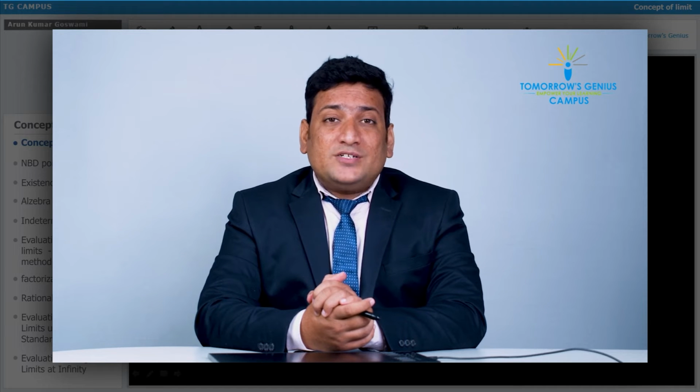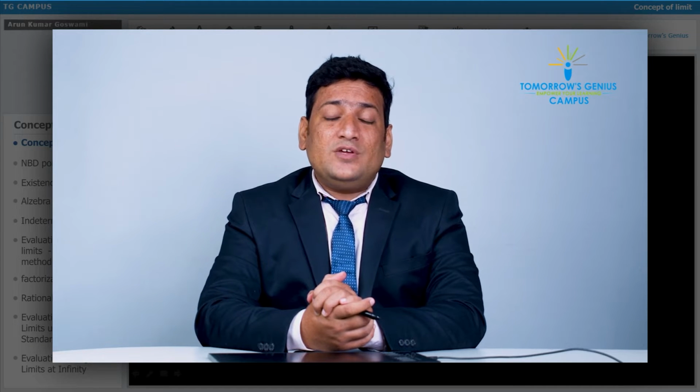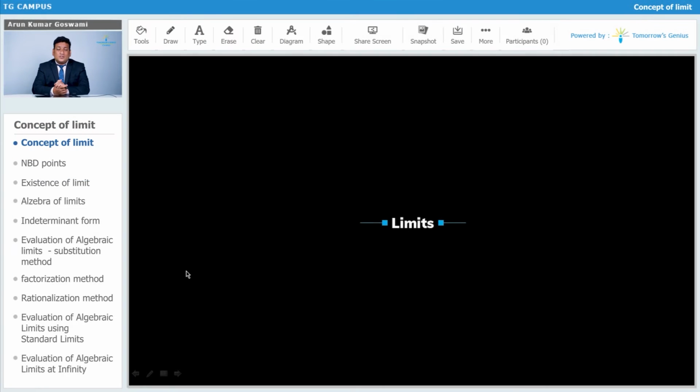Okay, and for functions, this is the part where we check whether functions exist or not. So this is a really important part of the chapter and we have to focus on that. Okay, so let's start this limit.